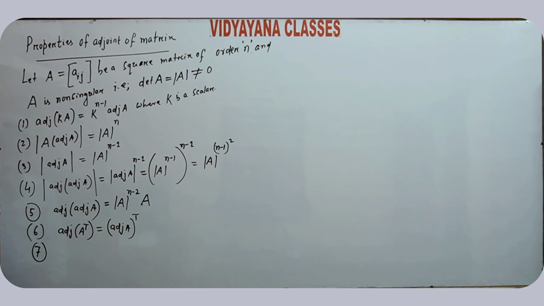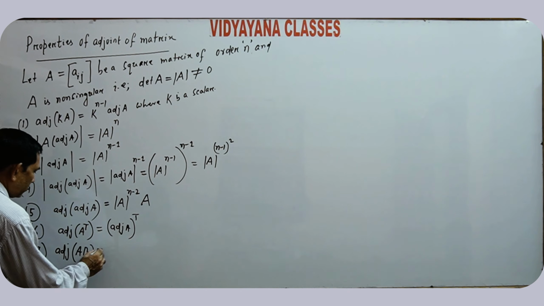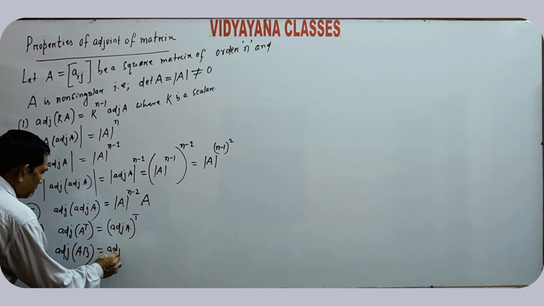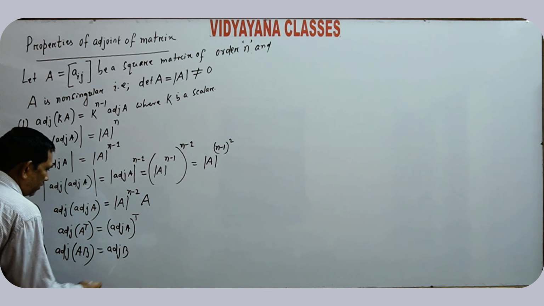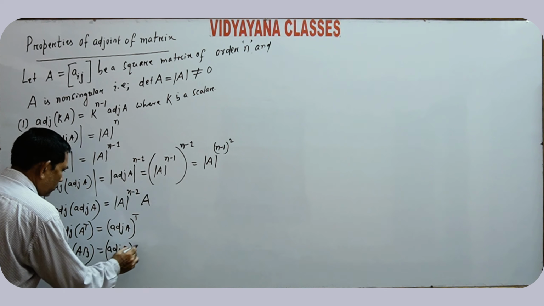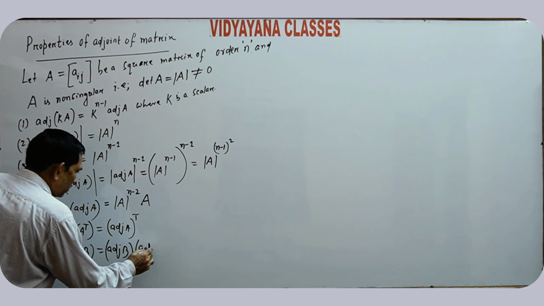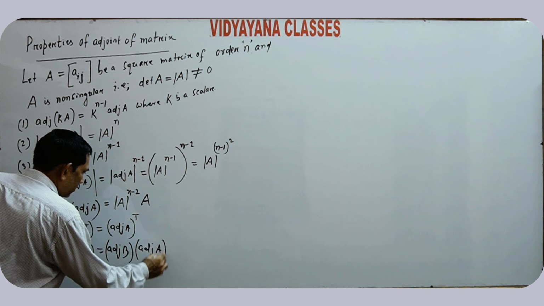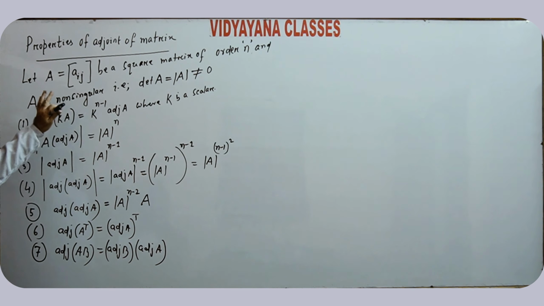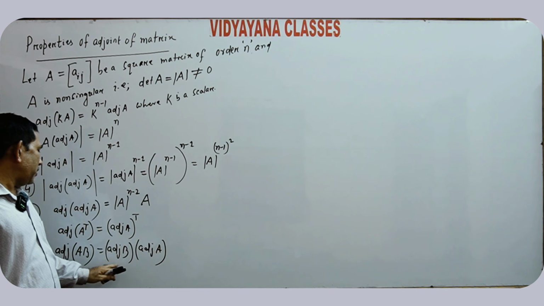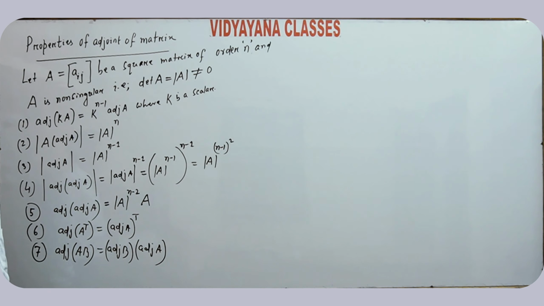Property 7. Adjoint of AB is equal to adjoint of B into adjoint of A. These are the properties of adjoint of matrix. Adjoint AB is equal to adjoint B into adjoint A.